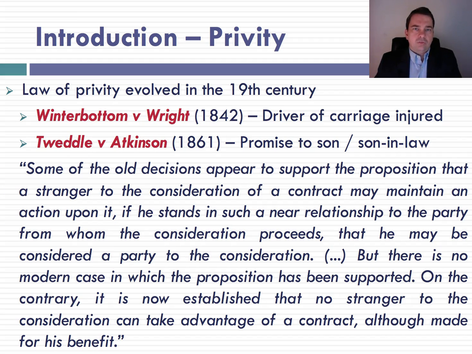However, the law evolved, and by the 19th century, it was usually no longer possible for parties A and B to conclude a contract for the benefit of party C. In other words, the Doctrine of Privity was evolving, and the second rule of the Doctrine of Privity was becoming entrenched. Now, a good case to illustrate this is Winterbottom and Wright.